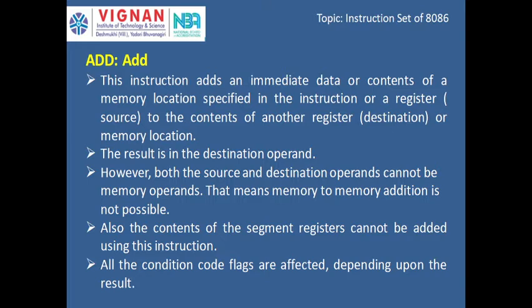The operands may be a memory location, register, or immediate data, but the source and destination operands cannot both be memory operands. Both should be register operands, but both operands cannot be memory operands. That means we cannot add, or perform almost any arithmetic operation, on the data from one memory location with the data stored in another memory location. This is not possible in the arithmetic instructions.